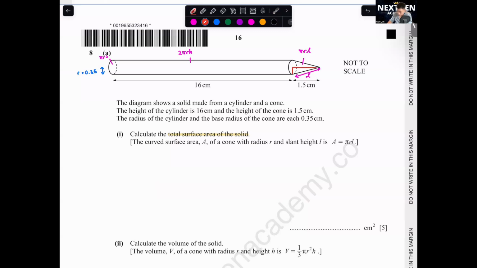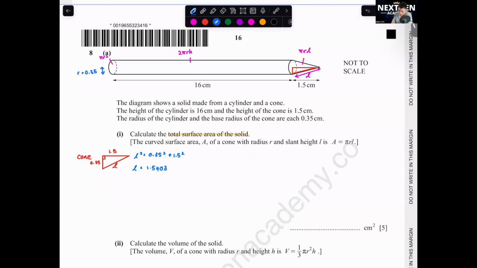draw a right angle triangle out, like this. For the corner, you split it up like this. They give us here 1.5. The radius here is 0.35. So you're going to use Pythagoras theorem to find this l first. This is l. So l squared is equal to 0.35 squared plus 1.5 squared. Square root this, you get 1.5403. Normally I will write more decimal places first.